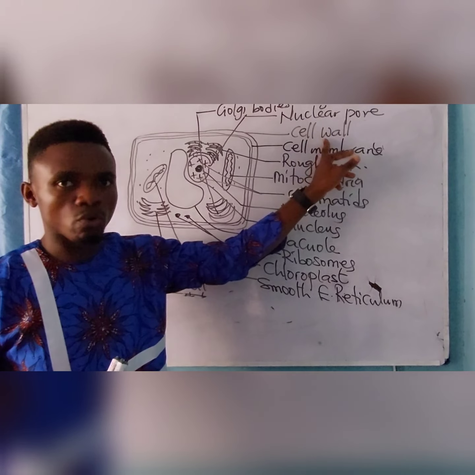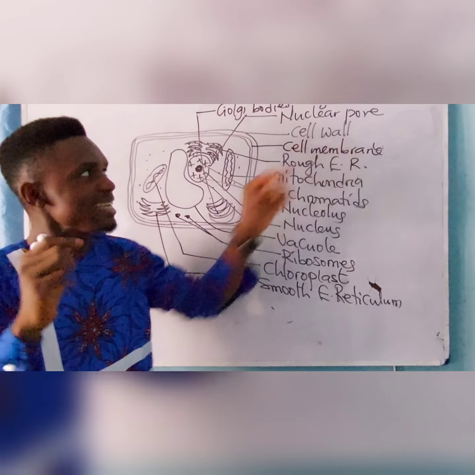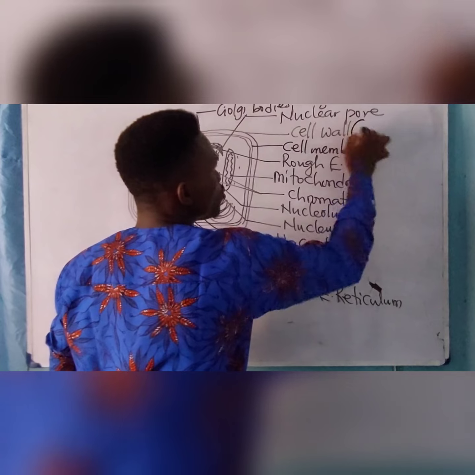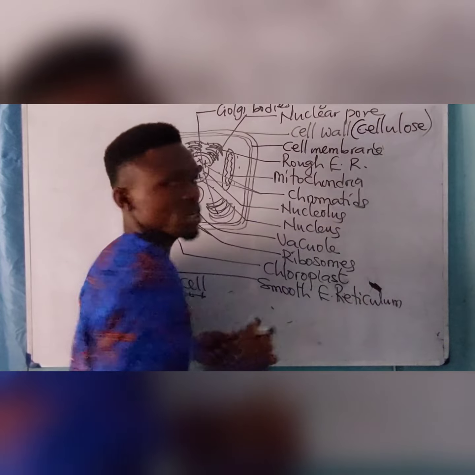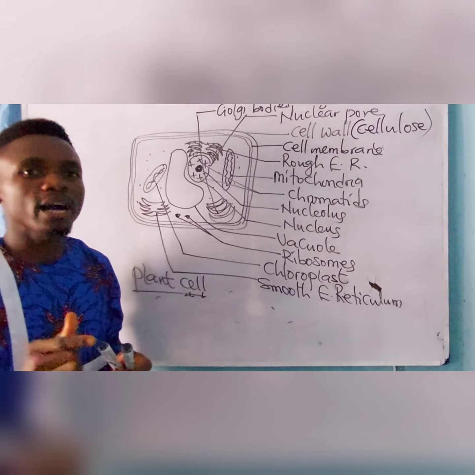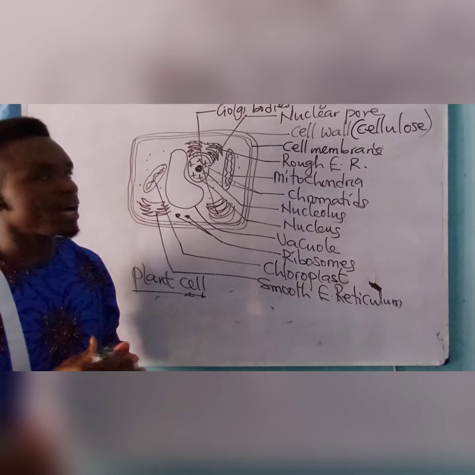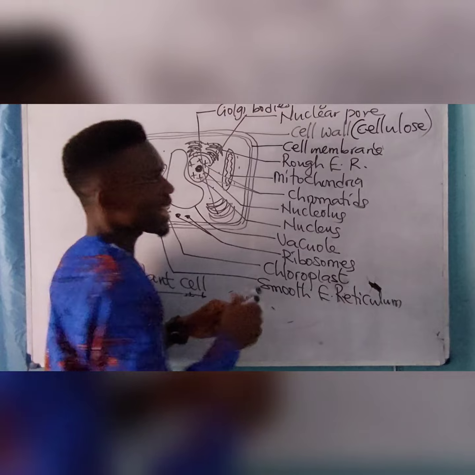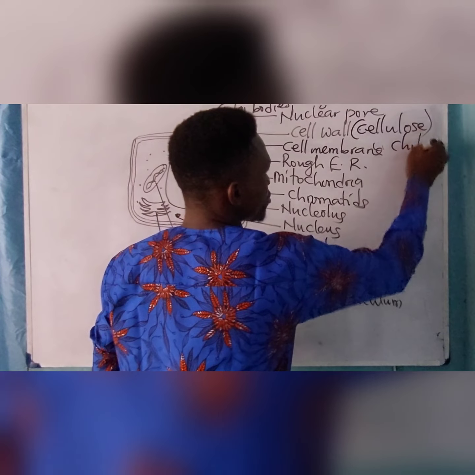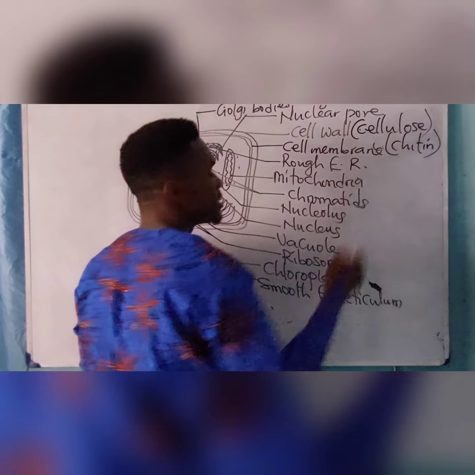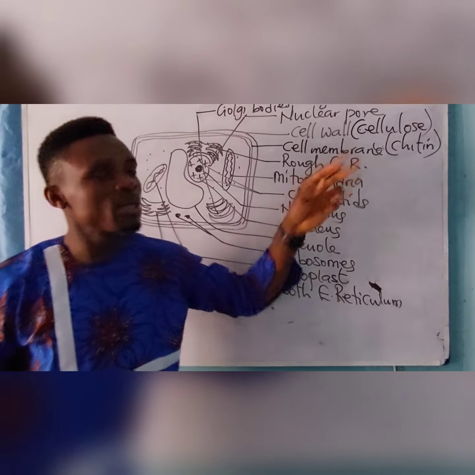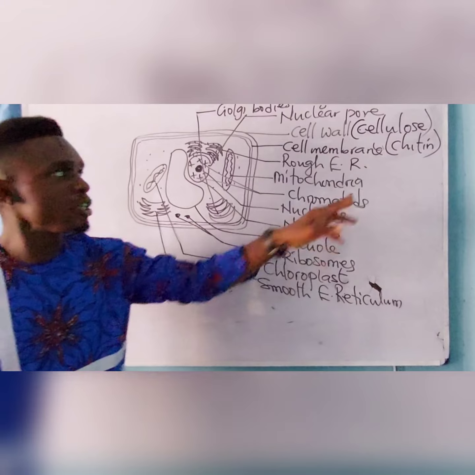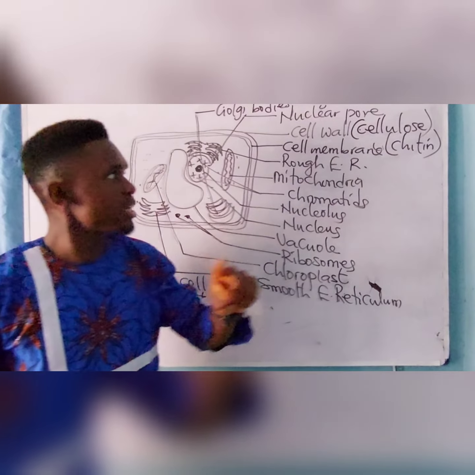The cell wall of a green plant is made up of what? Cellulose. Okay? But the cell wall of fungi is made up of what? Chitin. Take note of that too. The cell wall of normal green plant is made of cellulose, but in saprophyte you have chitin. Please take note of that.